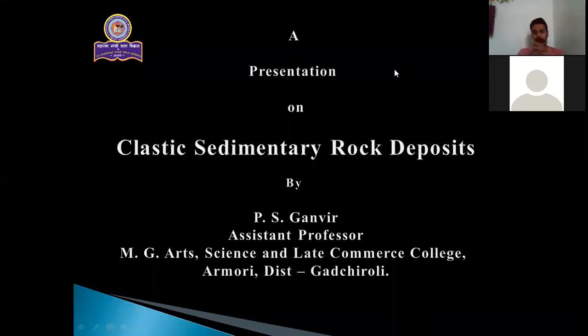But the first step of the residual and the clastic sedimentary deposits is the same, that is weathering. Both types of rock need weathering, and without that you cannot go further. In residual, you get the residual concentration as the further process, whereas in clastic, you will get erosion or transportation after the weathering. So let us discuss the clastic sedimentary rock deposits.